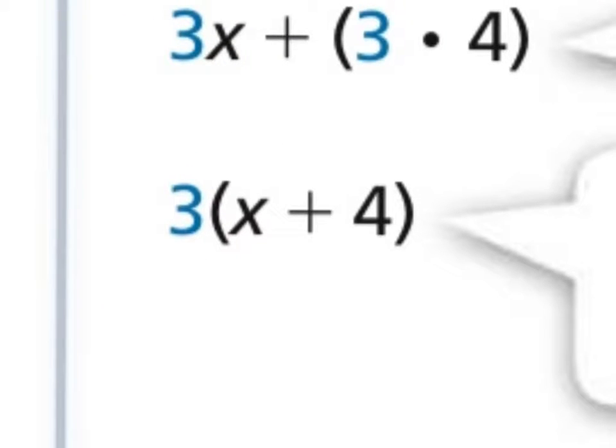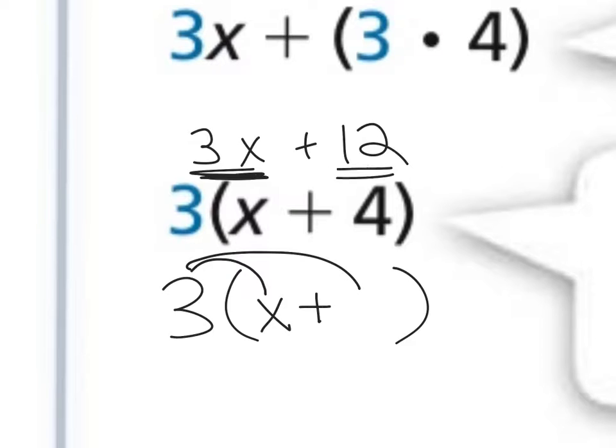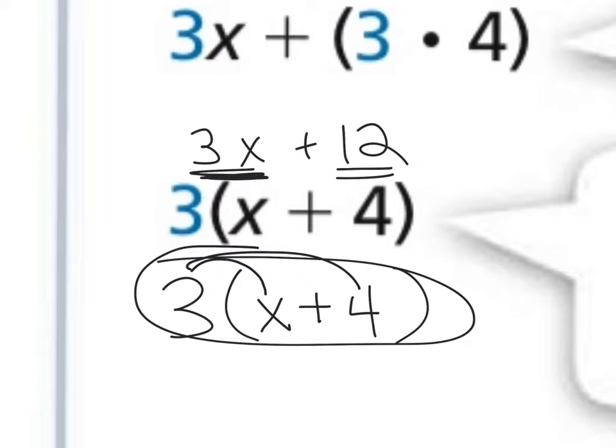Basically, we had the 3X plus 12. I'll just write it here so you can see what's happening. We had 3X plus 12. We're factoring out a 3. And it would kind of look like this as you work it out. You would be thinking about 3 times what to get this 3X? Well, 3 times X equals 3X. And then you'd be thinking 3 times what to get 12? 3 times 4 equals 12. So this would be our factored form.